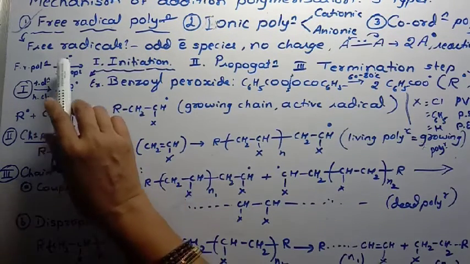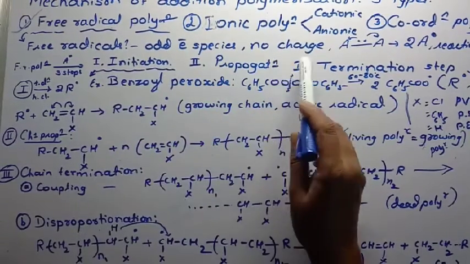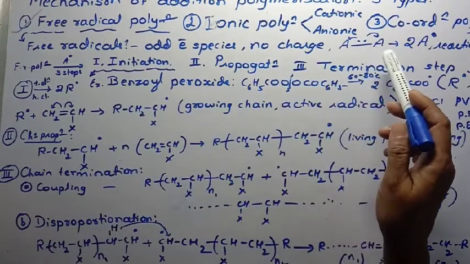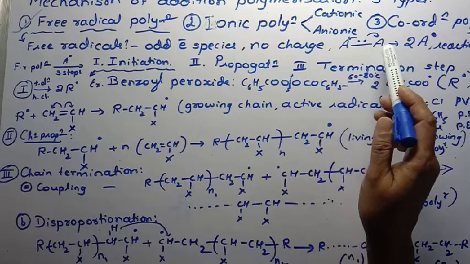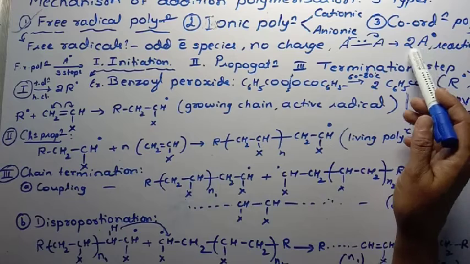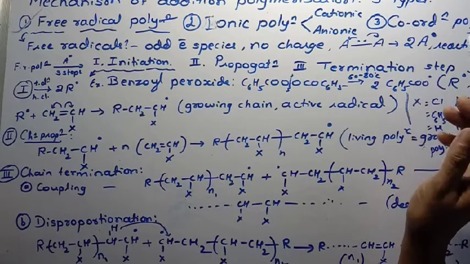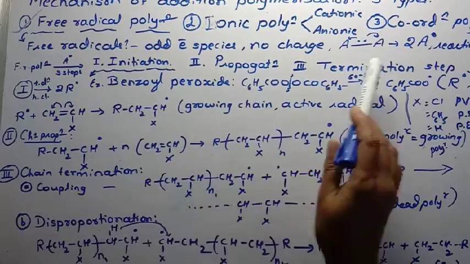polymerization reaction. Free radicals are nothing but odd electron species which have no charge and which are formed by homolytic cleavage of a covalent bond between the two atoms or two molecules. Thereby it results in the formation of free radical. And in the initiation step, there is a formation of free radical.